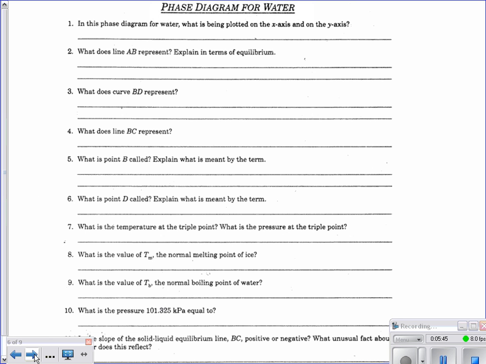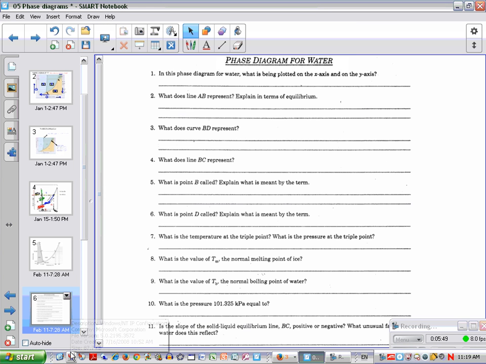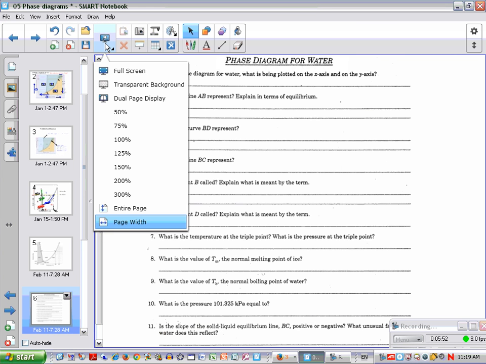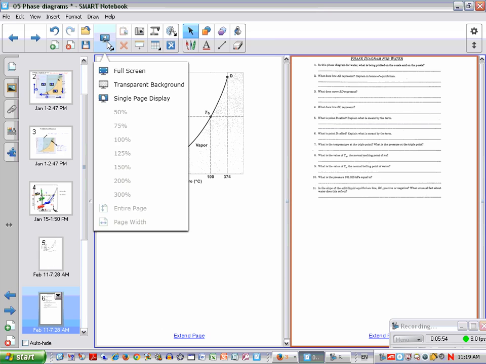And let me see, I think I can, sorry, let's see what I can do here. Let's do a dual page and then full screen.